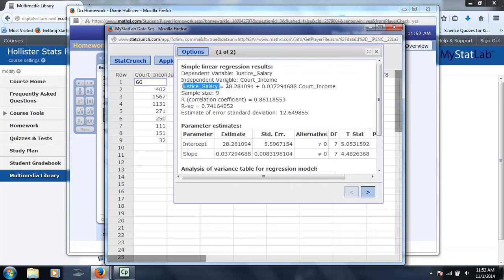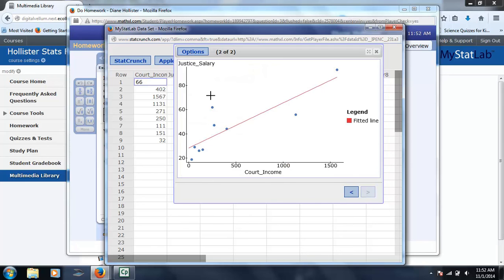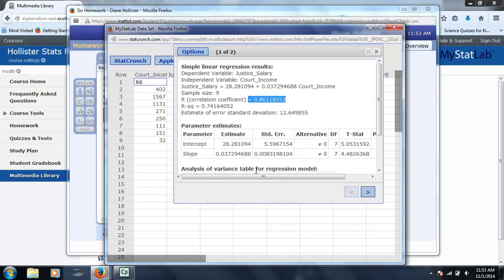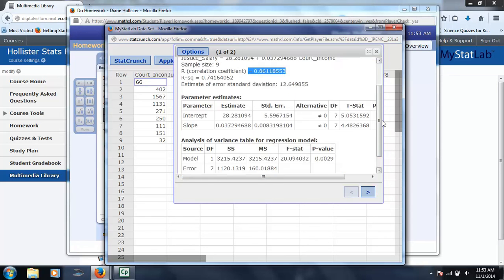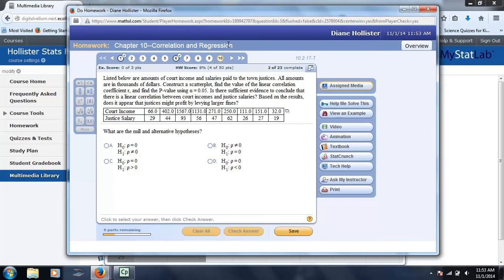Here is our equation, the regression equation we could use to predict. Here's our correlation. And if you click the right-hand arrow, you will of course see the graph, the scatter plot with the fitted line showing in red. So it's easy for you to see that. And now you can look back at the problem and take your work from there.